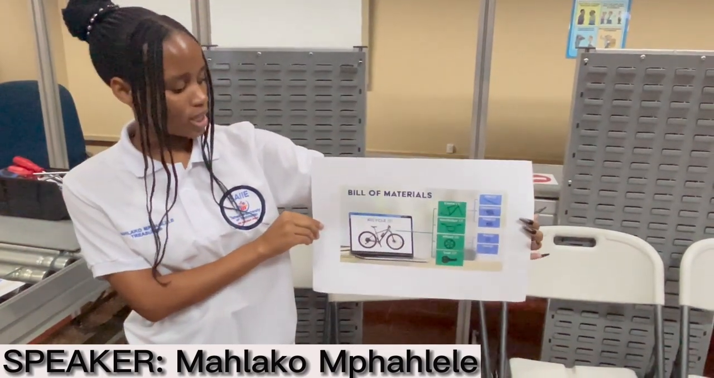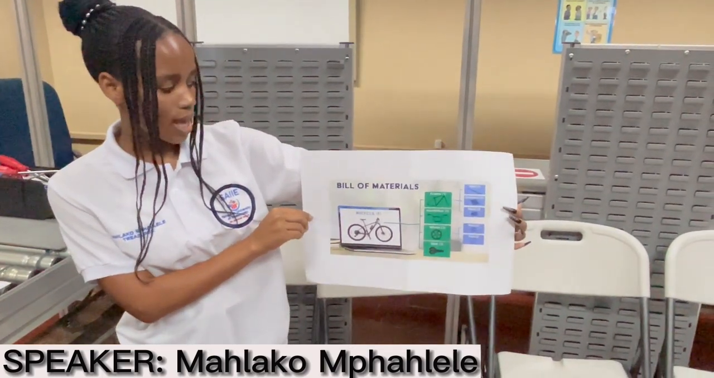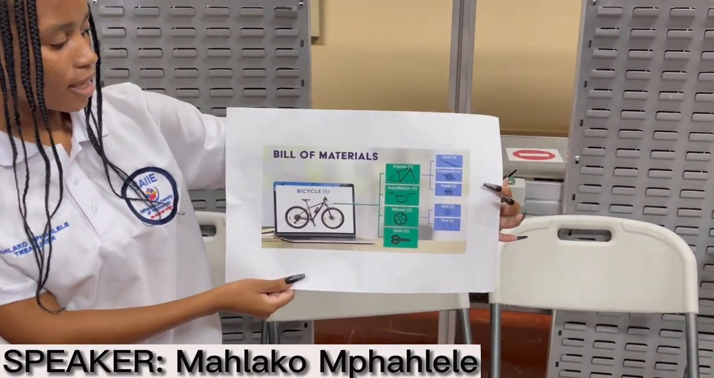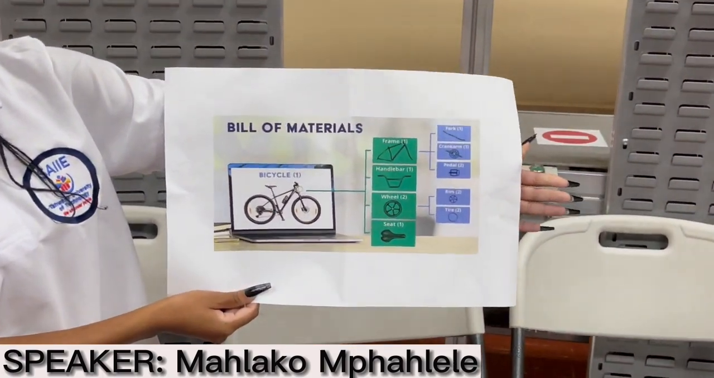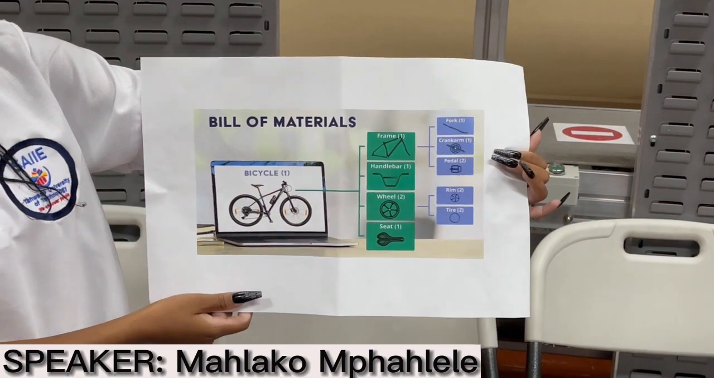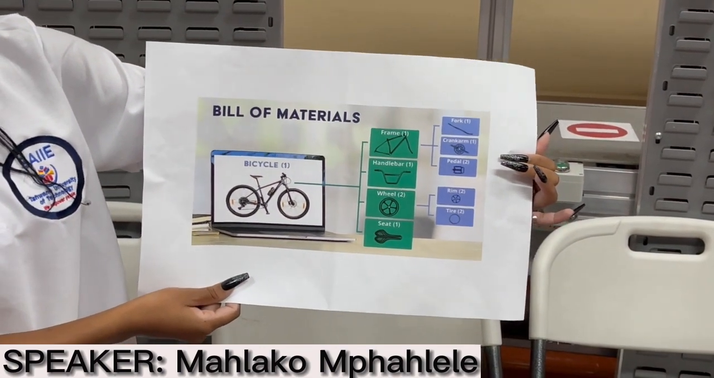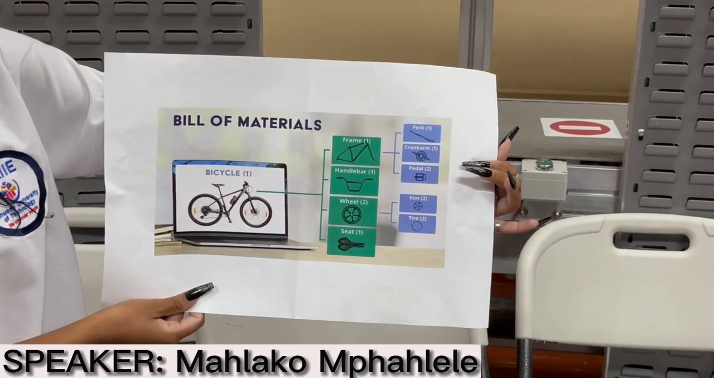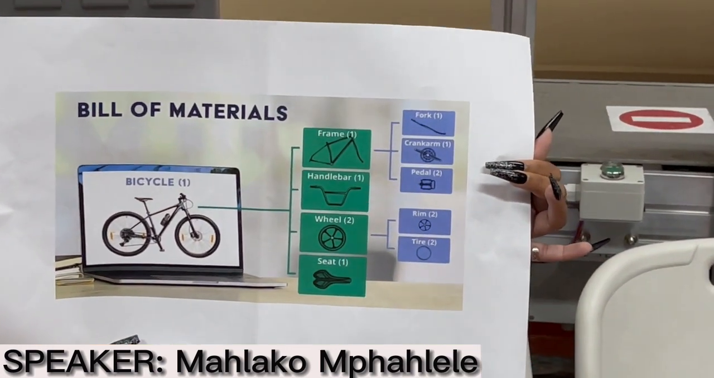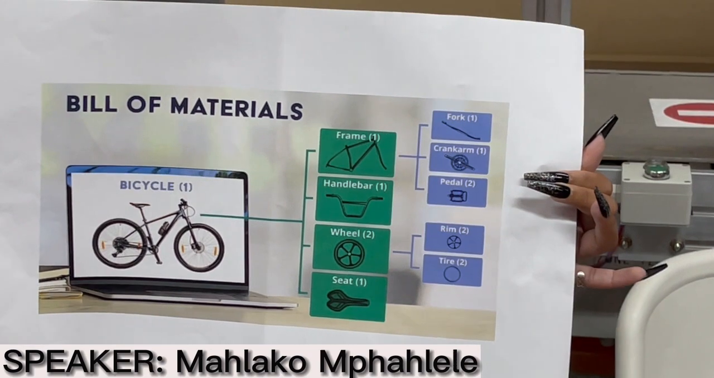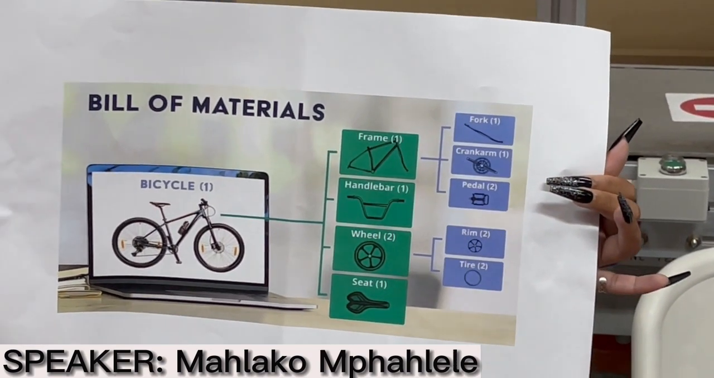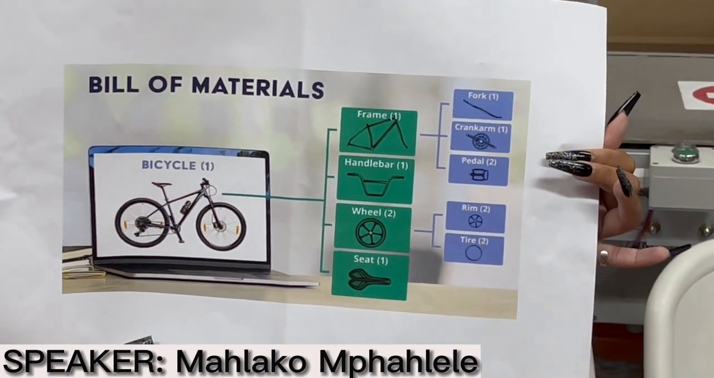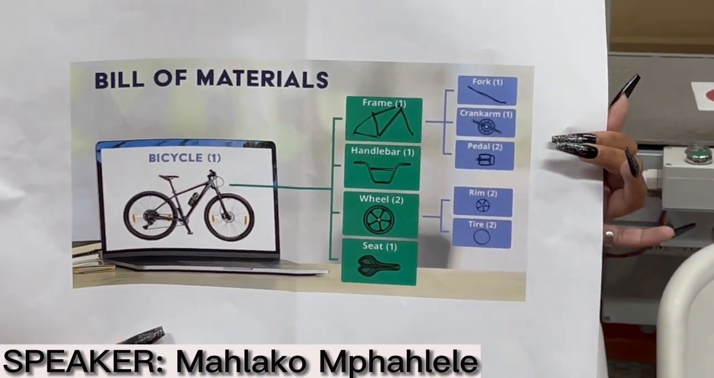Today we'll be using a bicycle as our example. As you can see over here, they disassembled the bicycle, and then we have the frame, and you can also break down the frame into a fork, a crank, and a pedal. And we also have the handlebar, the wheels, and the seat. And you can also disassemble the wheel into a rim and a tire.